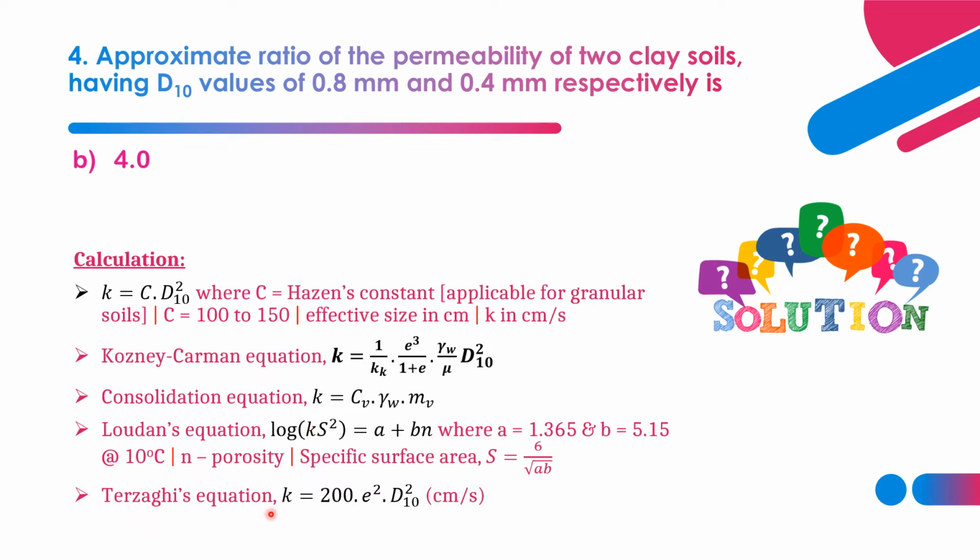And next is Terzaghi's equation. This is given by K is equal to 200 e square into D10 square. Here also we have to substitute D10 in centimeter and K in centimeter per second. These are some of the most important empirical formulas, and among these, the Kozeny-Carman equation is the most important one we can expect in many examinations. Now we shall move on to the fifth question.